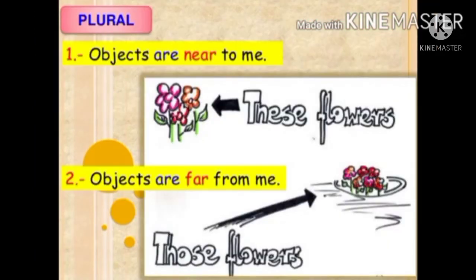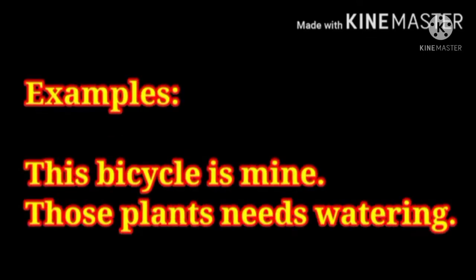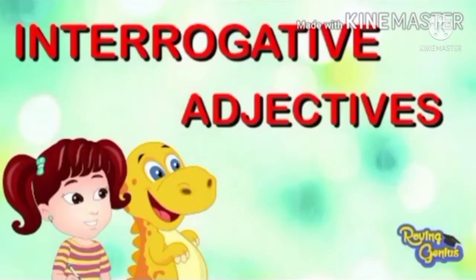Now, when it comes to plural nouns, you use these to refer to a plural noun which is close to you. Those is used to refer to a plural noun far from you. So you have got 4 demonstrative adjectives: this, that, these and those. This and that are used for singular nouns. These and those are used for plural nouns. Example: this bicycle is mine. Those plants need watering.